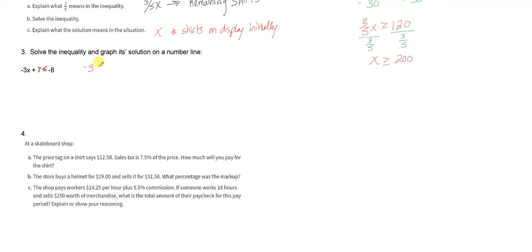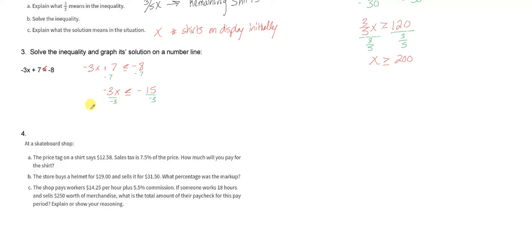So negative 3x plus 7 is less than or equal to negative 8. The first thing that we would want to do is get rid of the plus 7. So we take 7 away from both sides. And that gives us negative 3x is less than or equal to negative 8 take away 7, which is negative 15. And then lastly, we want to divide by negative 3 to get rid of the multiply by negative 3.